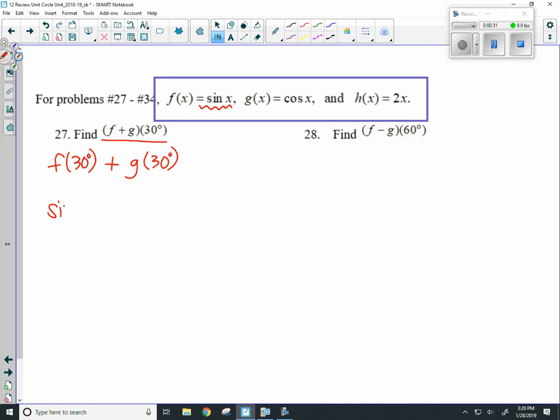So we're going to do sine of 30 degrees and we're going to add to it g of 30, so cosine of 30 degrees. Now 30 degrees is pi over 6, so sine at 30 degrees, or pi over 6, is going to be a half. Cosine is radical 3 over 2. They already have the same denominator, so you can put them together as 1 plus radical 3 over 2.